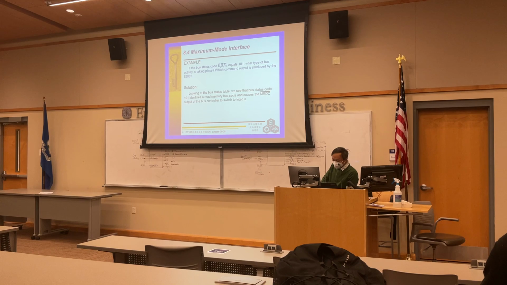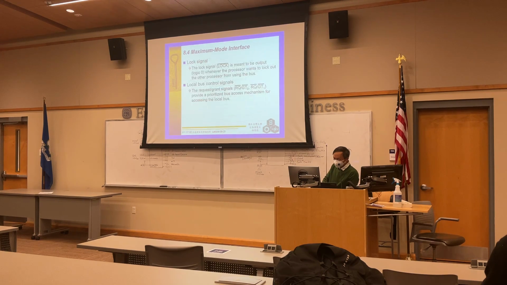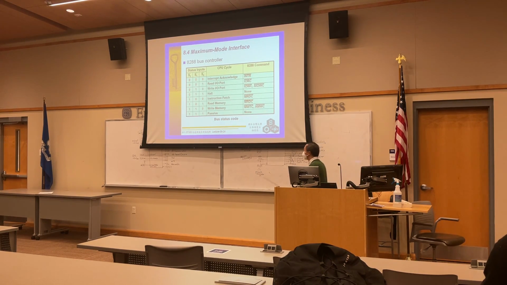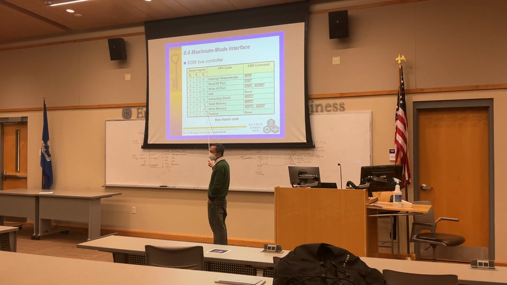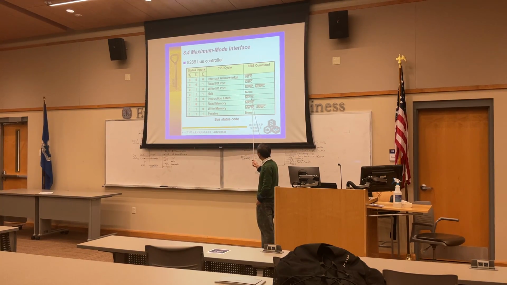Now, if the bus status is 2 bytes, 1 byte, 0 bytes, 101, what's the meaning? And what signal should be set, 1 or 0? The general, the president has a code, 101. What's the meaning? 101 means the president wants to read the memory. Now, what control signal should be set? The memory read control bar, 0 or 1 should be set by the general?